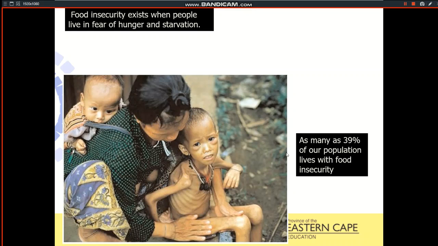As many as 39% of the population in our country lives with food insecurity. This is a reality. And learners, you need to go to your newspapers, you need to go to the internet, and you can research food security and food insecurity and look at it in the world and specifically in your country, and see how it has affected people's lives.